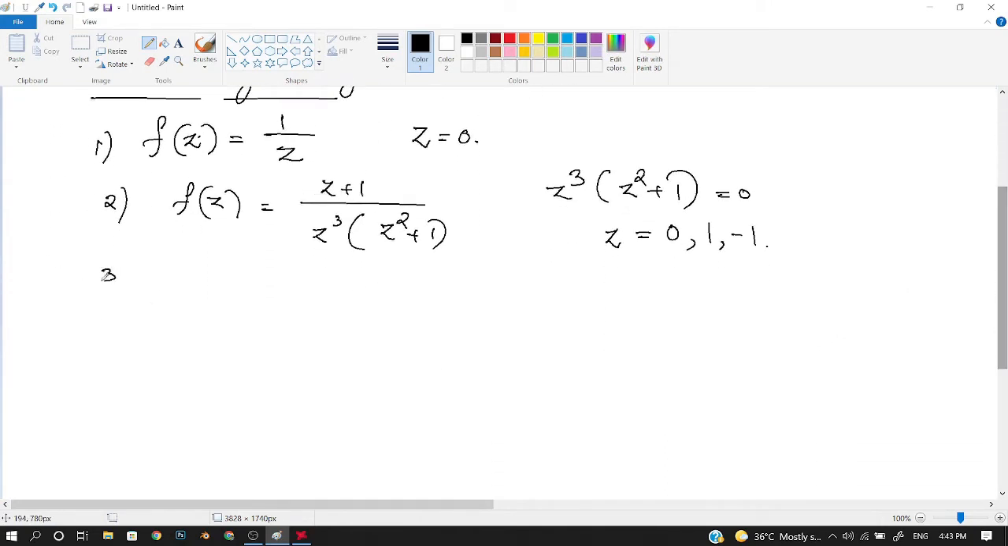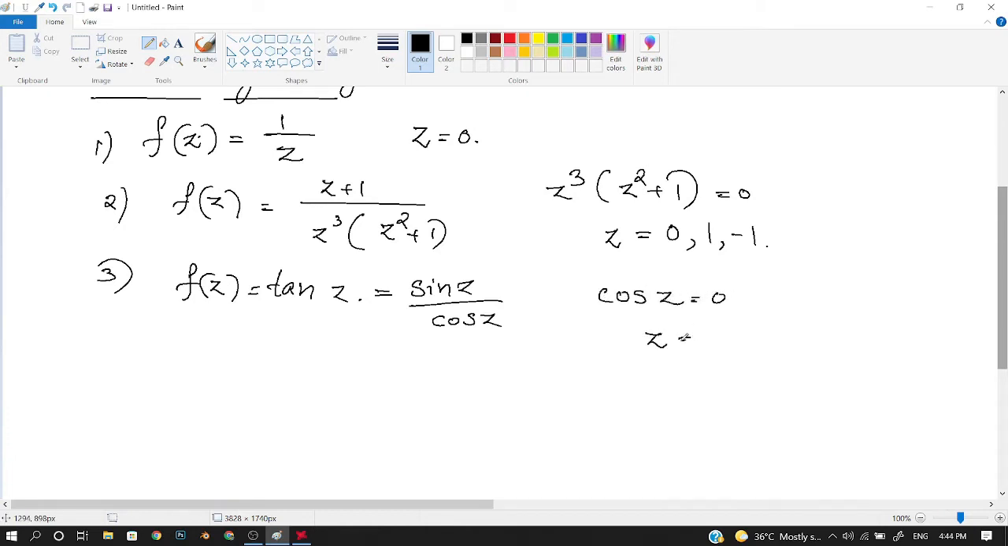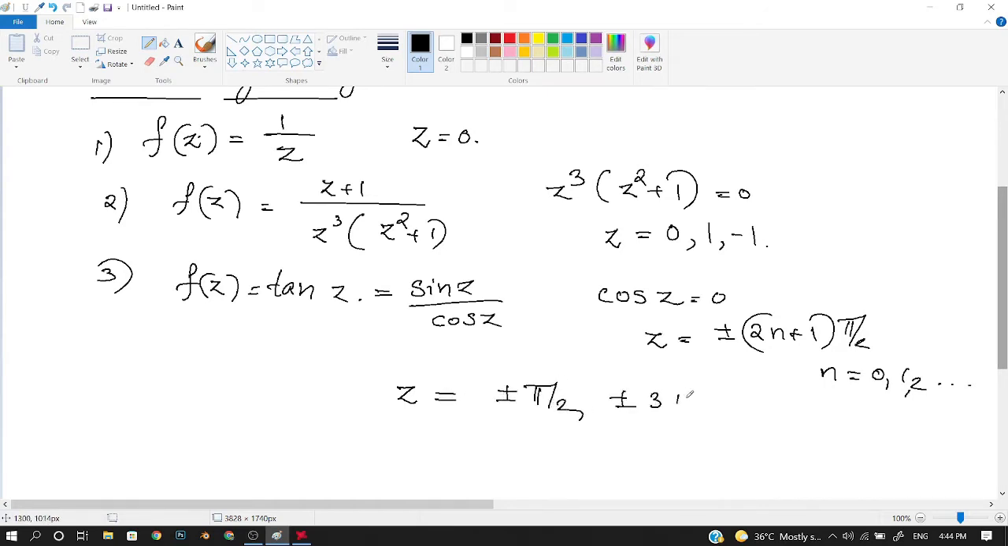Now, another example, f of z is equal to tan z. Now, tan z means sin z by cos z. Now, the non-analytic points are given by cos z equal to 0. That means z is equal to plus or minus 2n plus 1 into pi by 2, where n equal to 0, 1, 2, 3, etc. Okay, so what are the non-analytic points now? z is equal to plus or minus pi by 2, plus or minus 3 pi by 2, etc. are the isolated singularities.